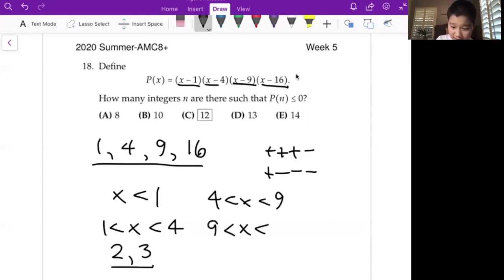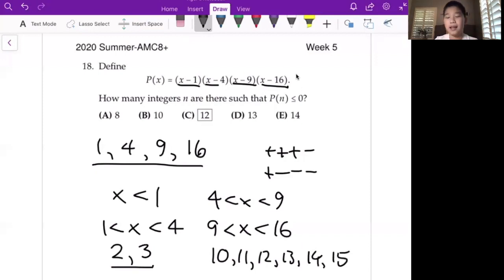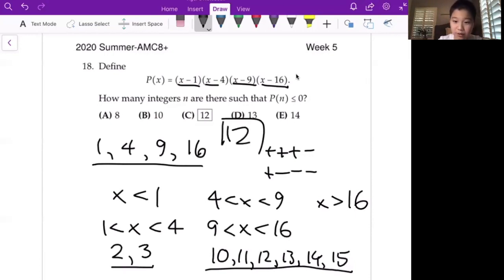And then if x is between 9 and 16, then there are 3 positives and 1 negative, so it works. So let's get them in: 10, 11, 12, 13, 14, and 15. And then if x is greater than 16, then all of them are positive. That won't work. So it's just these solutions. There's 4 here, there's 2 more, and then there's 6 more. So 4 plus 2 plus 6, there's 12 solutions.